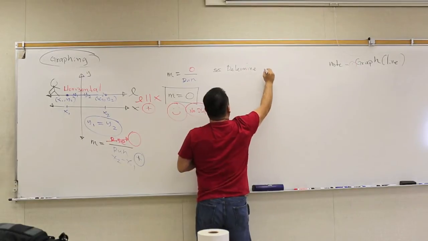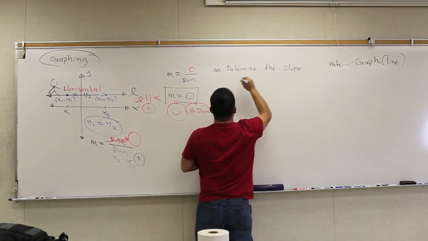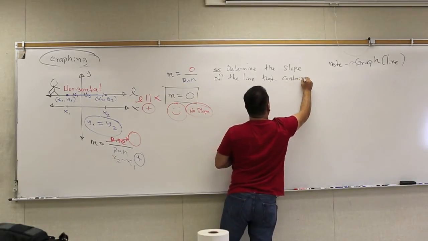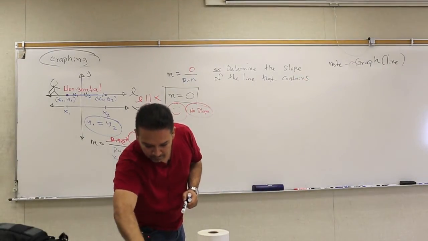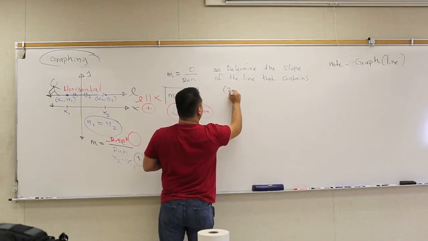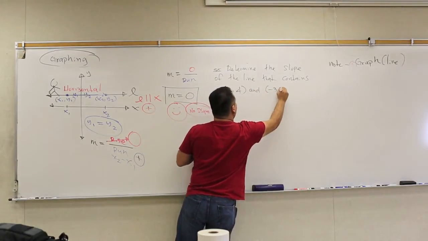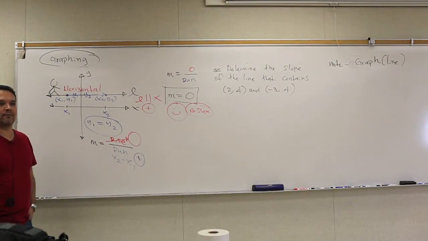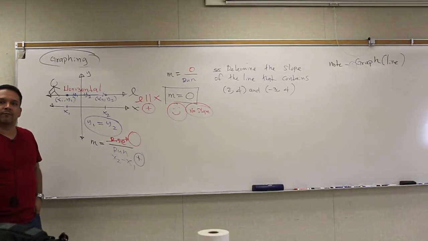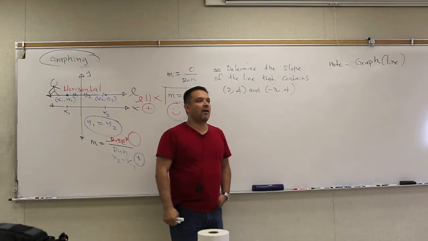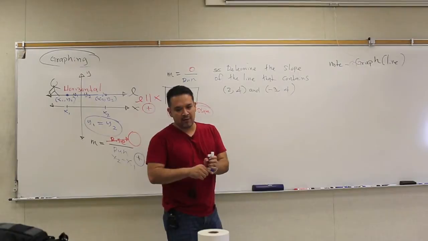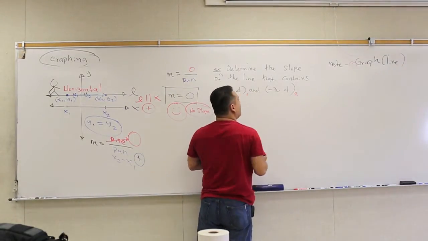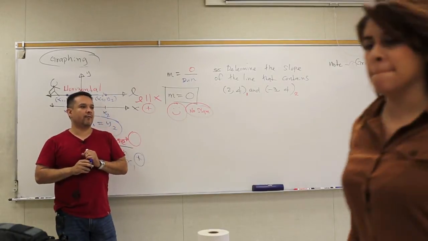Determine the slope of the line that contains these 2 points. 2, 4, and negative 3, 4. So here's another example. Let's see. Do you guys know which one is the first point, which one's the second? Doesn't matter, but I'm reading this 2, 4 first. I'll call it the first point. I'll call this the what? Second point. Okay, you guys okay with that?